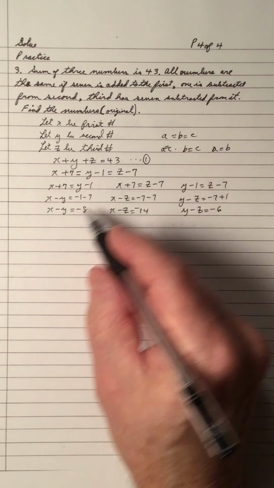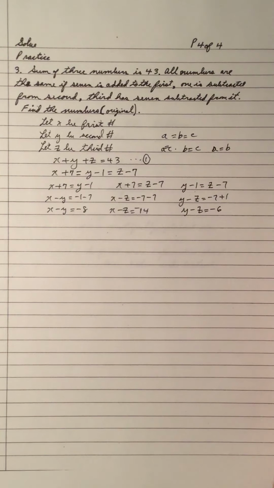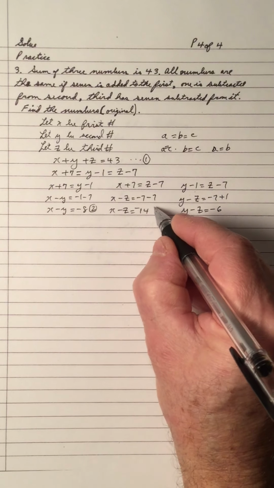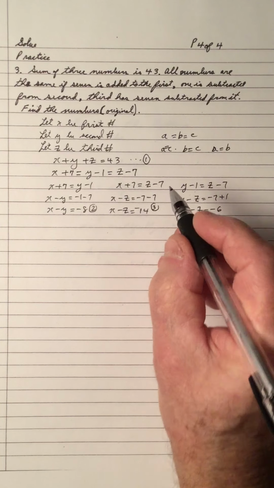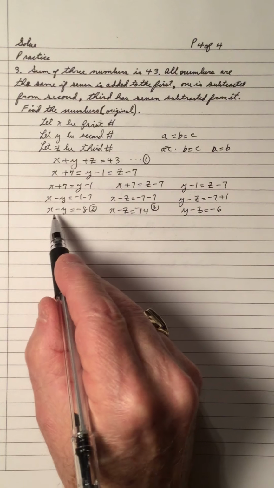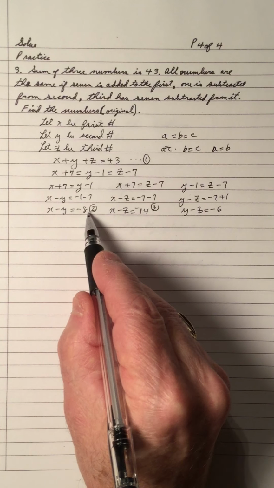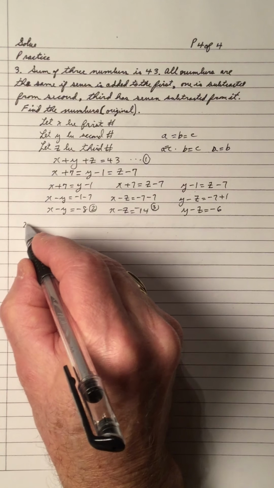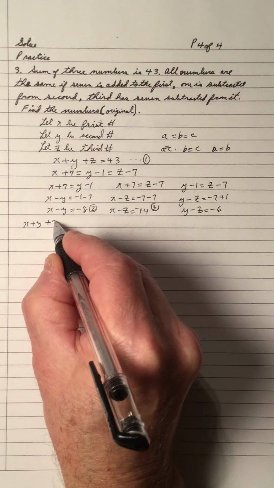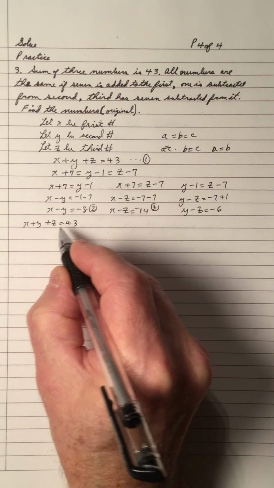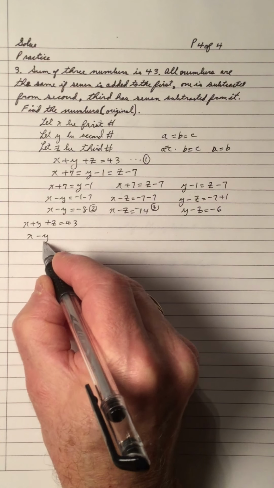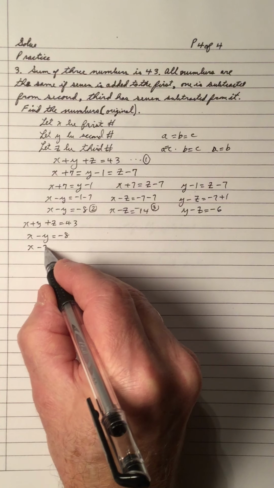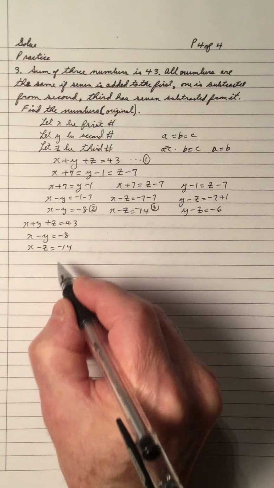So we have 4 different equations, but we only need 3. So let's pick this one, and this one, and this one. This one has all the variables. This one has only 2 of the variables, and this one has only 2. So let's look at them. x plus y plus z is 43. x minus y equals negative 8. x minus z equals negative 14.